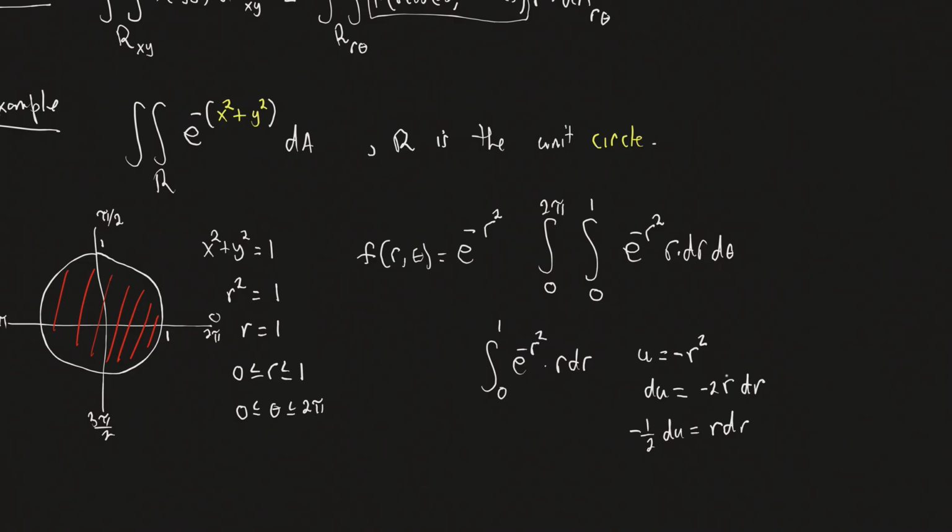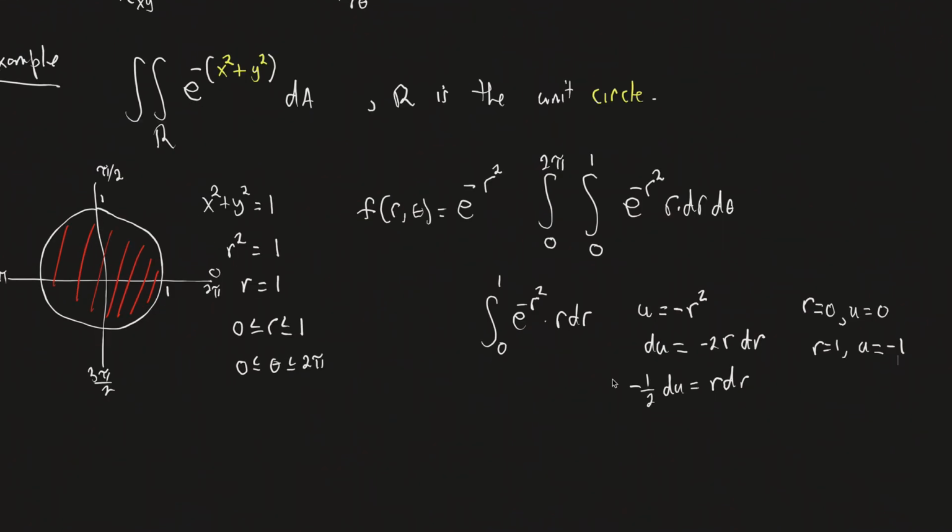And then love to switch my limits. So when r is 0, my u is also 0. That's nice, right? When my r is 1, my u is negative 1. So it looks a little strange, but let's write down when we do our u sub. So the lower limit is still 0. The upper limit is now negative 1. It seems like it's kind of flipped, but we can actually fix that. And then the function is now e to the u, and then we have that negative 1/2 du.